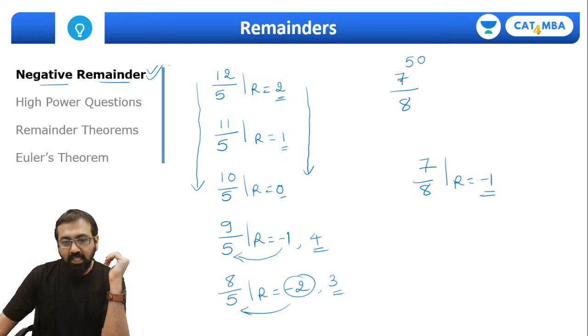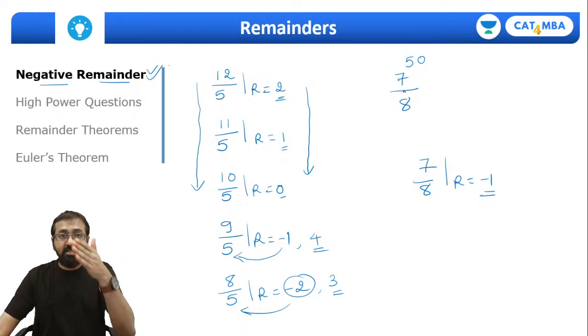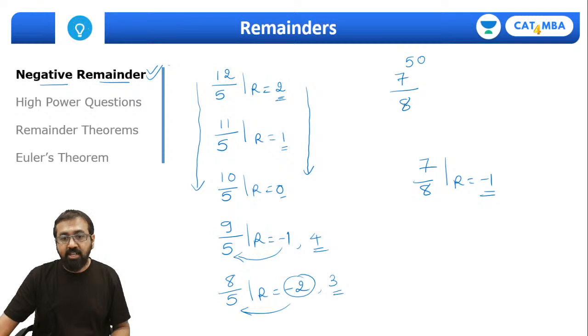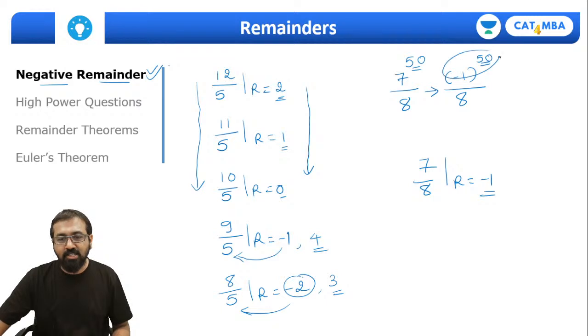Okay, so 7 raised to 50 means 7 into 7 into 7, 50 times, right? Each 7 when divided by 8 leaves remainder -1. So there is a 50 power, and straight away we put the 50 power over here. Now your question is -1 raised to 50 divided by 8. -1 raised to an even power is always +1. So this is going to be 1, and that's why your final remainder is 1.